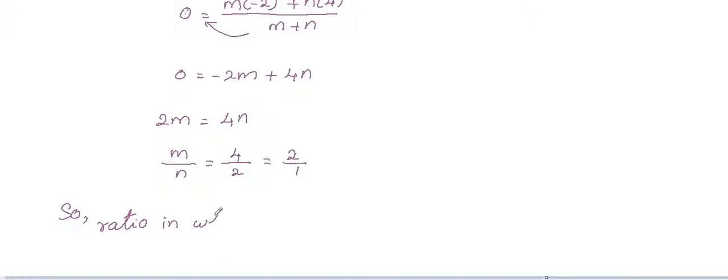So the ratio in which Q divides the line AC is 2 to 1.